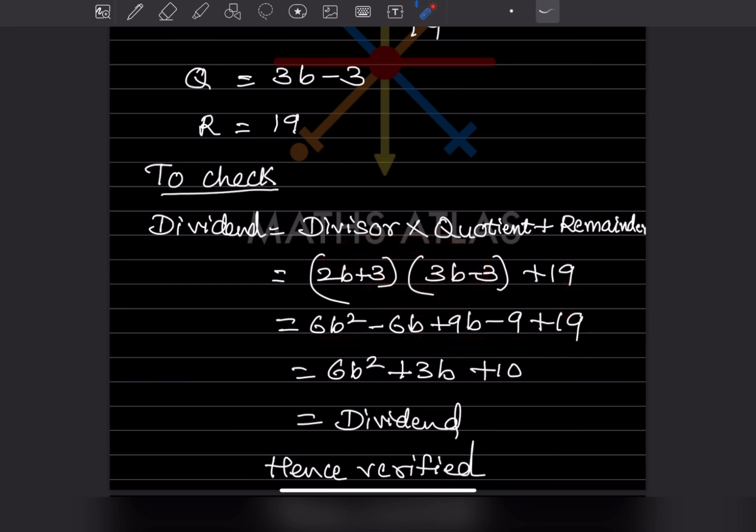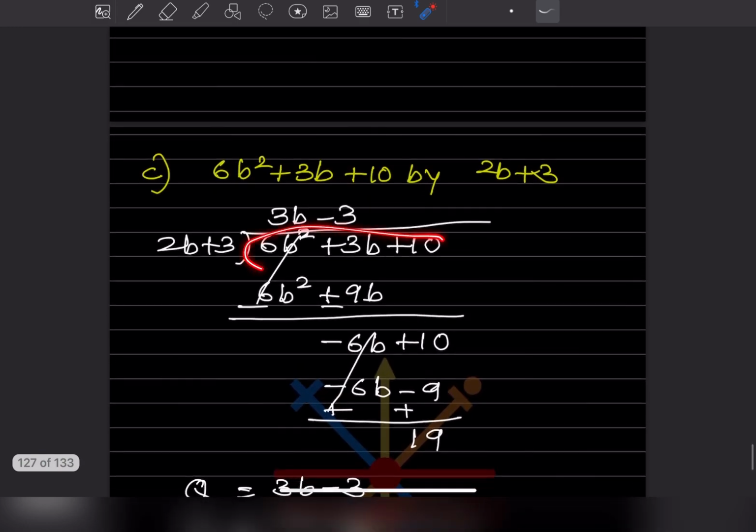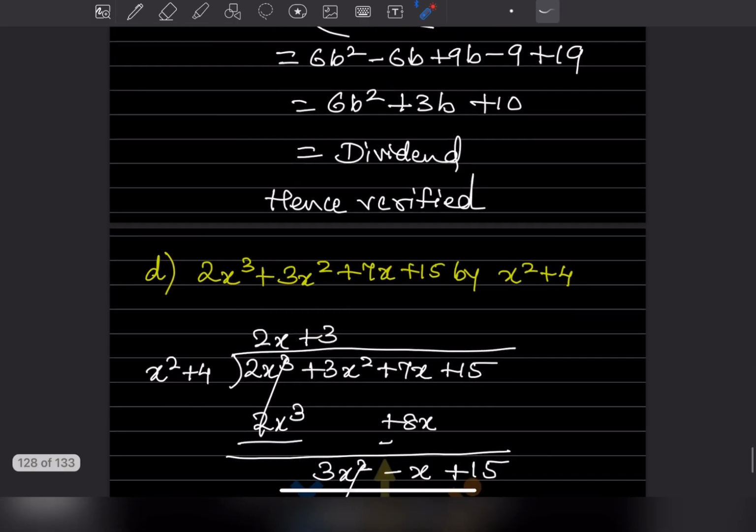So now let us bring the like terms together. Already there are minus 6 plus 9. So plus 9 minus 6 is going to be plus 3b. And here minus 9 plus 19, so that is going to be plus 10. And this is the dividend. So that is verified.